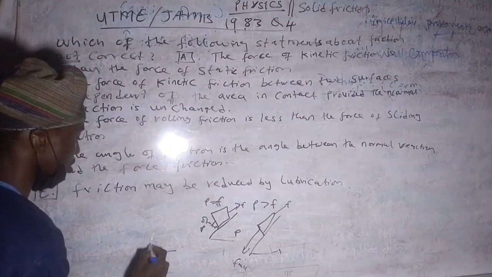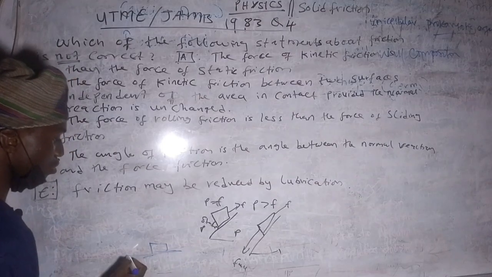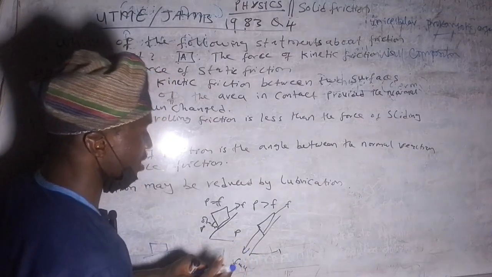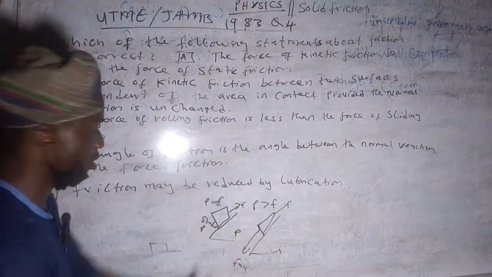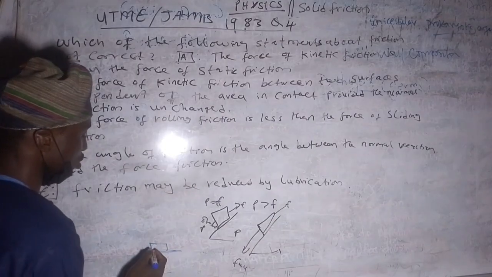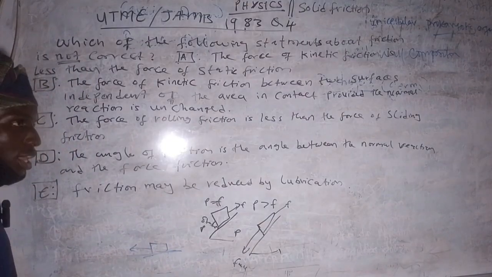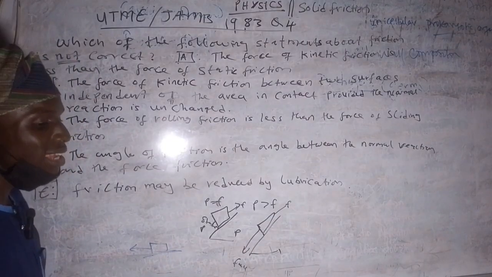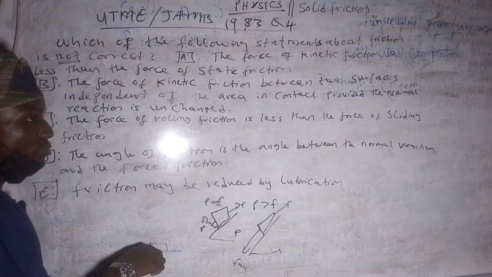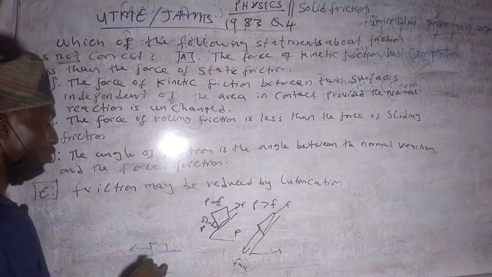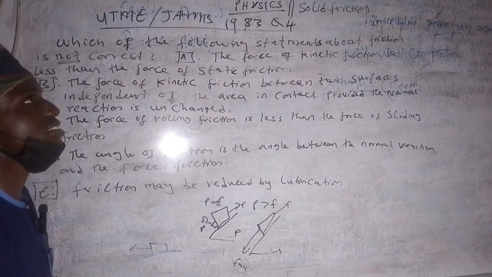Maybe you're having a mass like this on the table, maybe a horizontal table, and you are pushing it. When I'm talking of kinetic, it means it's in motion, like it is moving. So when the body is moving, maybe you are dragging it on the floor like this. The moment you are dragging it on the floor, there will be less friction between this block and the floor. Why? Let us take a look at this.